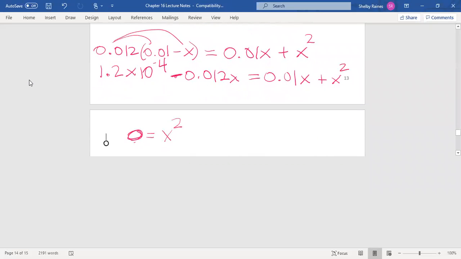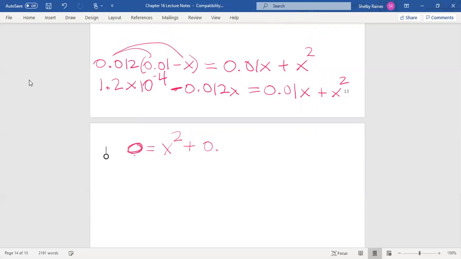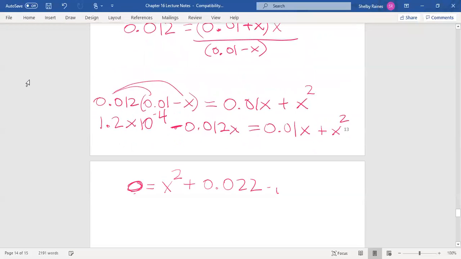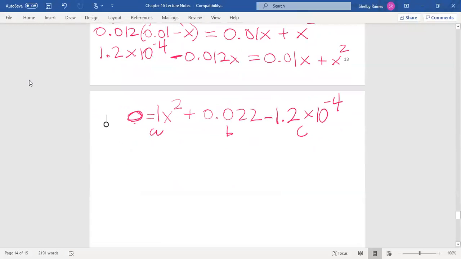So that's going to be 0.012 plus 0.01. I shouldn't have even had to do that. 0.022. And then minus 1.2 times 10 to the negative 4. All right, so again, my A is 1, B is 0.022, C is negative 1.2 times 10 to the negative 4th. Let's plug that into your quadratic formula.